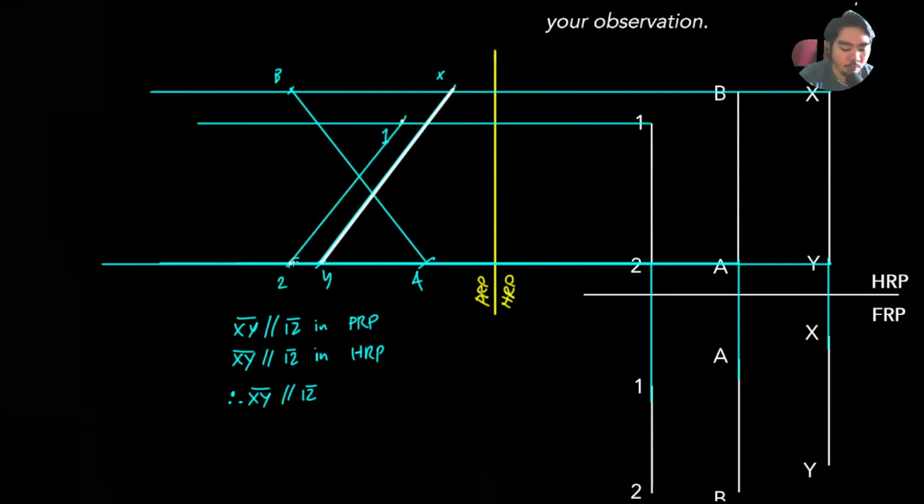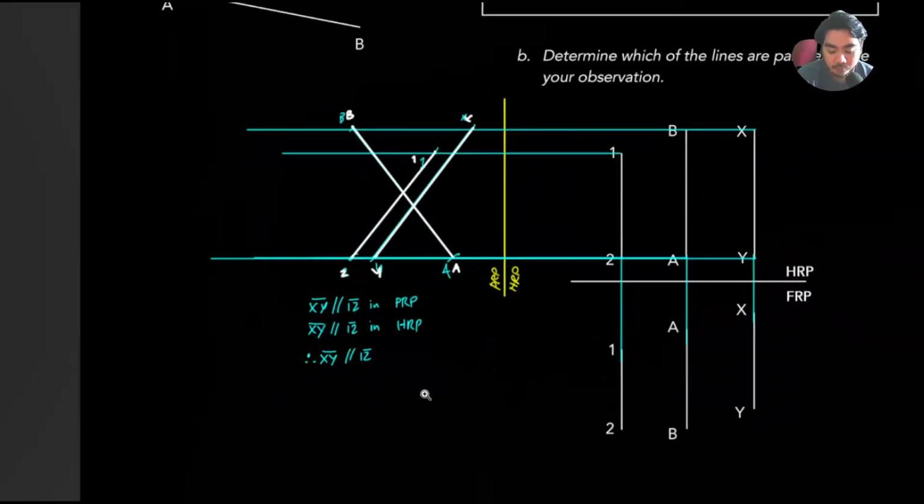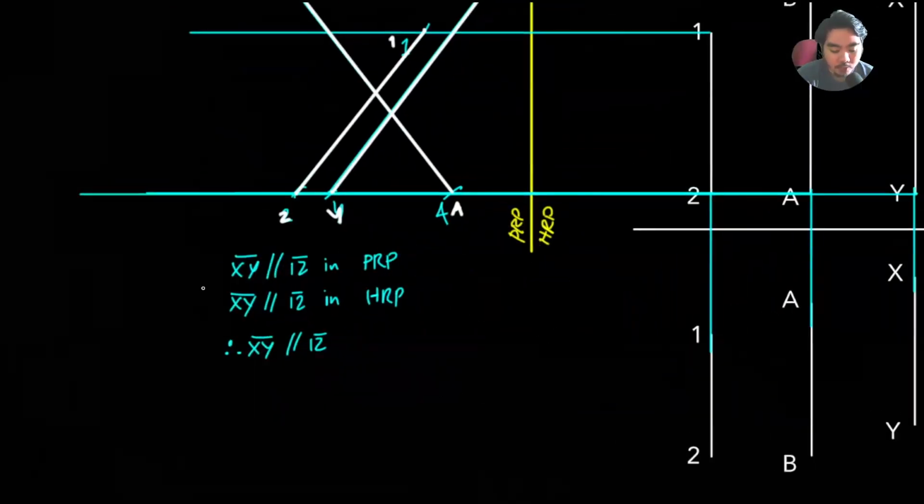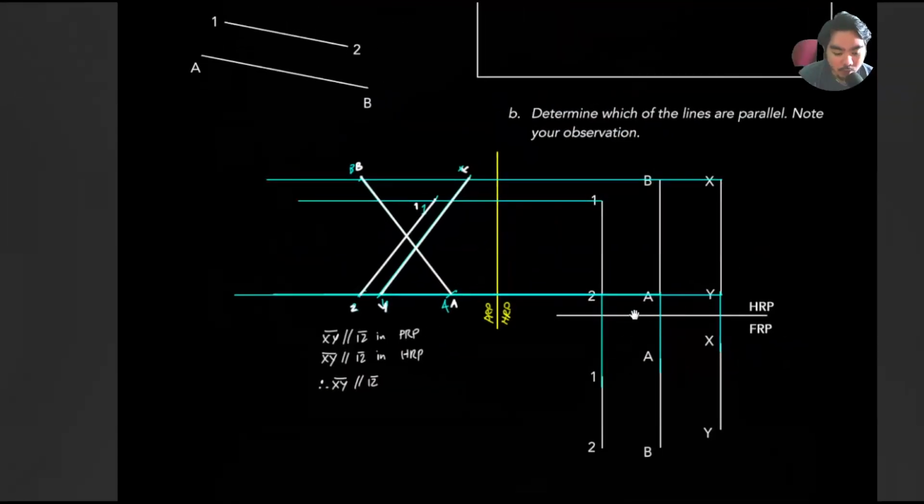Okay. And ganyan. 1, 2, Y, X, B, and A. And ito, final answer din pala to. So, gawin ko na lang white lang to. Okay? Okay na yan. Okay, malinaw ba? Questions? Are we okay with parallel lines?